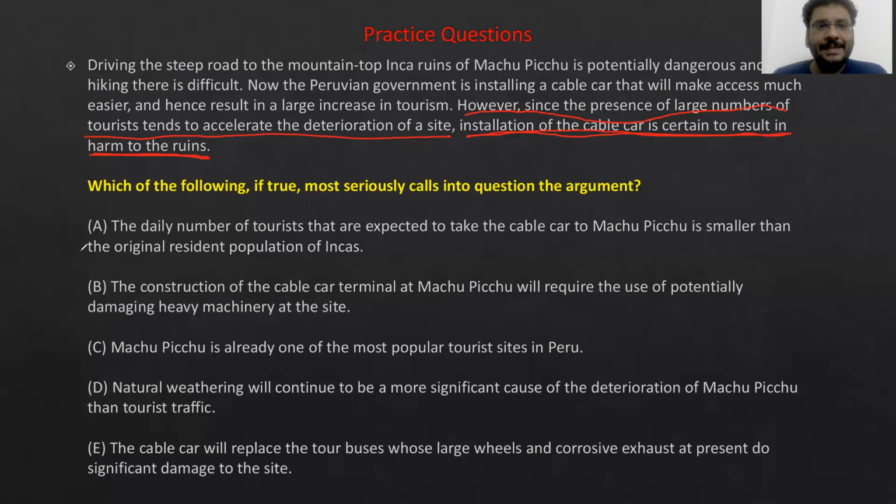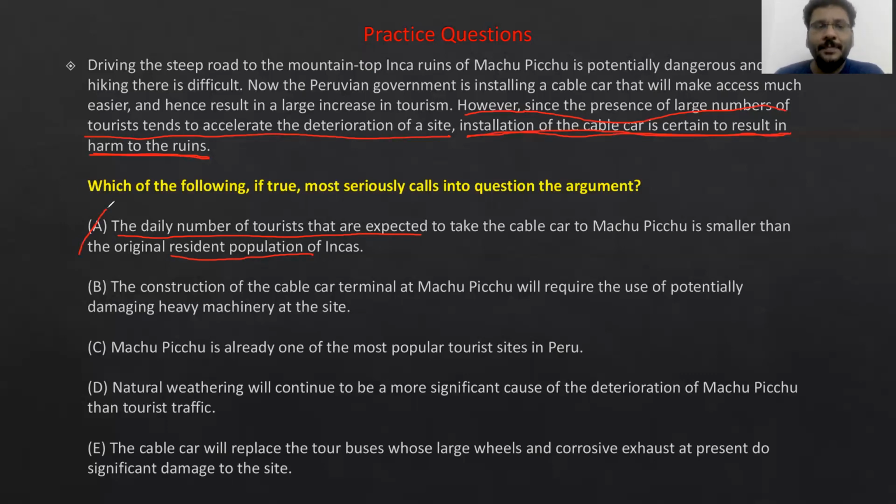So option A says the daily number of tourists that are expected to take the cable car to Machu Picchu is smaller than the original resident population of Incas. Now, what does it talk about? It talks about the number of tourists, right? They are smaller, right? The number of tourists who are expected to take cable cars is smaller than the resident population. Now, does that have anything to do with the argument? My argument is whether installation of a cable car is going to harm the ruins or not. So A is a classical out of scope option, so you could eliminate it.